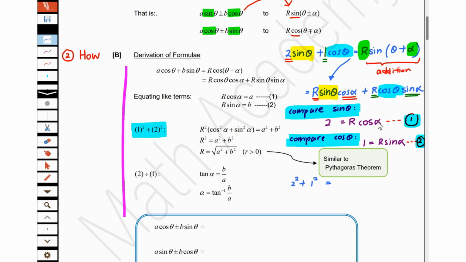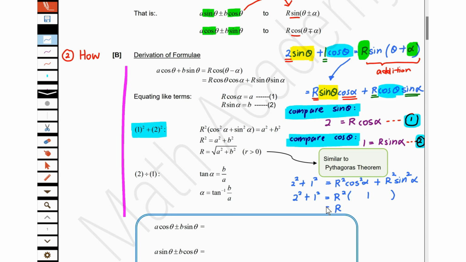On the right hand side, equation 1 squared will be r squared cos squared alpha, and on the right hand side of equation 2 would be r squared sine squared alpha. I'm going to factorize out r squared. What's remaining is cosine squared plus sine squared, that is a 1 whole. So 2 squared plus 1 squared.